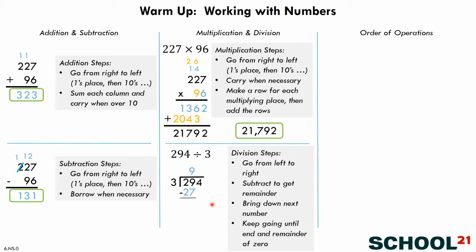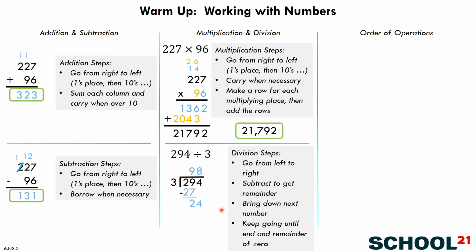We have to subtract 27 from 29. Good. And what is 29 minus 27? 2. Okay, good. Now what do we do? Bring down the 4. Okay, good. So we have 24 there. How many times does 3 go into 24? 8. Okay, so where do we write the 8? Above the 4. Okay, good.